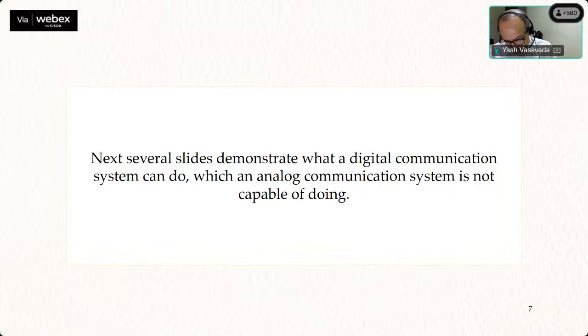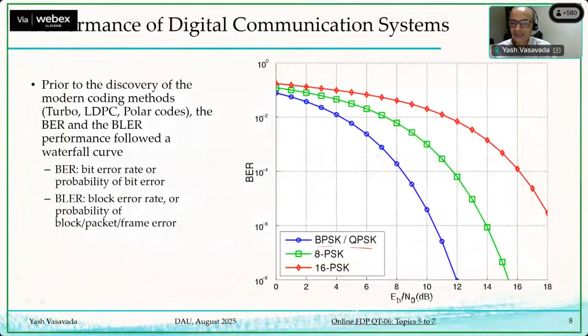From a performance standpoint, let us see what digital communication systems can do. Let us take a look at the error performance chart. The y-axis shows bit error rate, and the x-axis shows SNR. What does this bit error rate mean? Let's say 10 to the power minus 4 means that you transmit 10,000 bits, only one bit is in error. 10 to the power minus 6 means you transmit 10 to the power 6 bits, only one bit is in error.